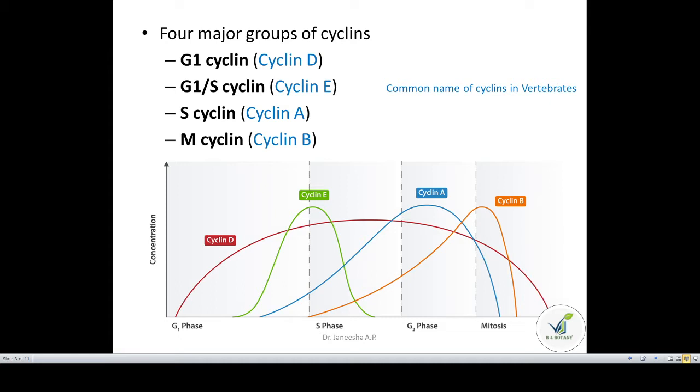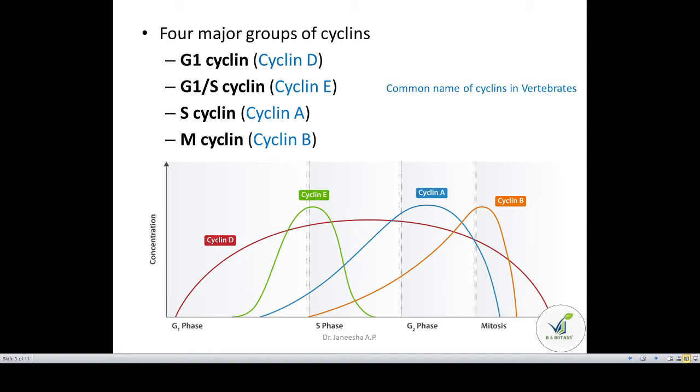Look into the picture where the red colored cyclin, that is the G1 cyclin, has its concentration higher in the G1 phase. So it means that the G1 cyclin is predominant in the G1 phase. That's why it is called a G1 cyclin. And in vertebrates, the G1 cyclin is commonly called cyclin D.